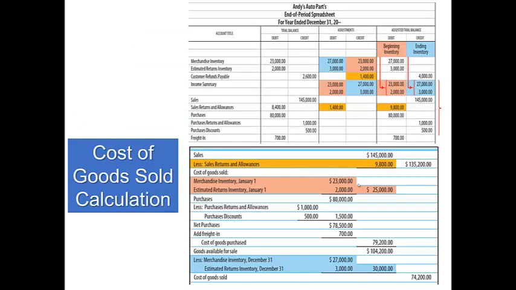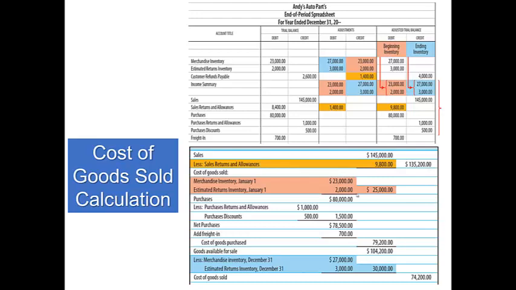Our income statement always starts out with sales. So I can pick up my sales figure here from the adjusted trial balance and then back out the sales returns and allowances I had. I did not have any sales discounts, so we would not be subtracting those. Net sales then equals 135.2. So now we'll start the cost of goods sold calculation.